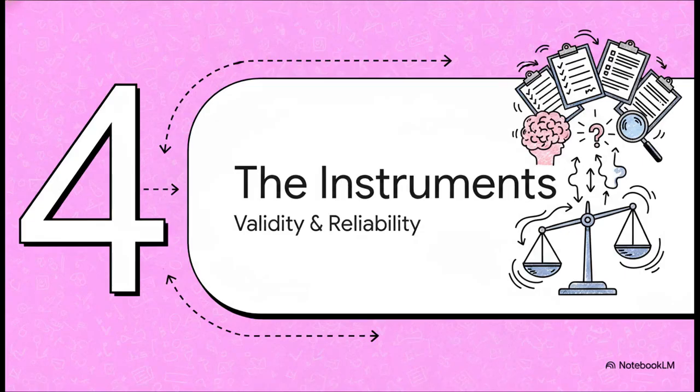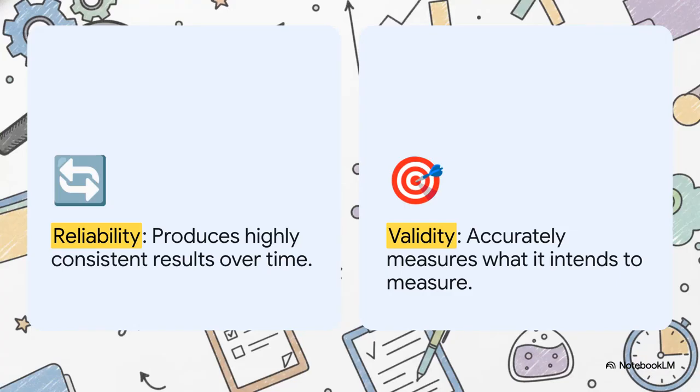Which brings us to stage 4, the instruments, validity and reliability. You've got your participants, but how do you know your questionnaires or tests are actually capturing the truth? A study is literally only as good as its tools. And this is a classic mix-up, but your data collection tools have 2 absolute non-negotiables: reliability and validity.